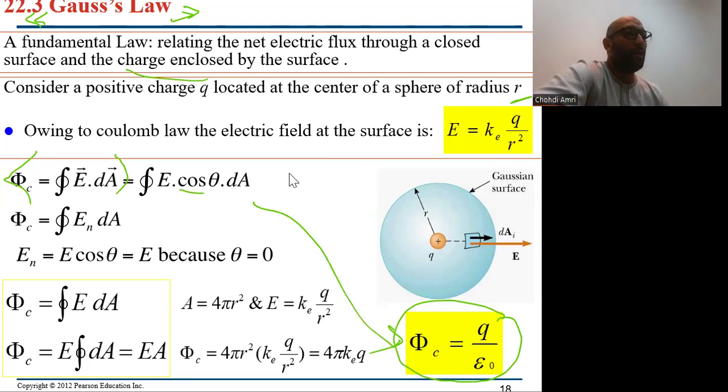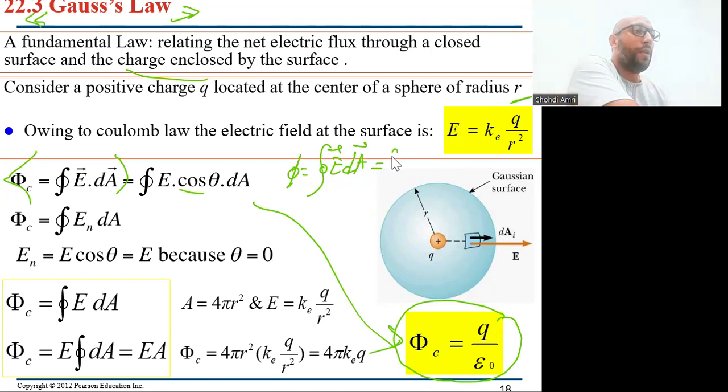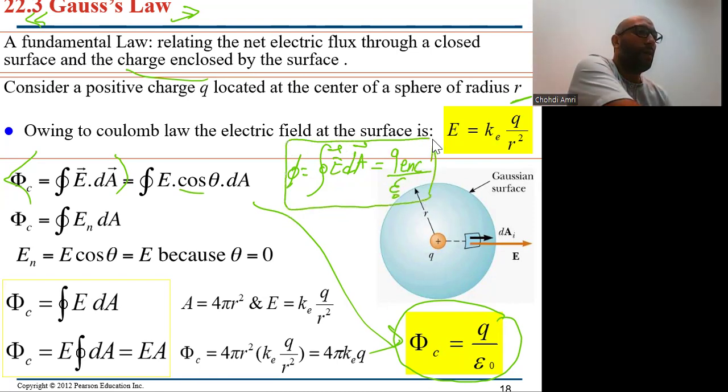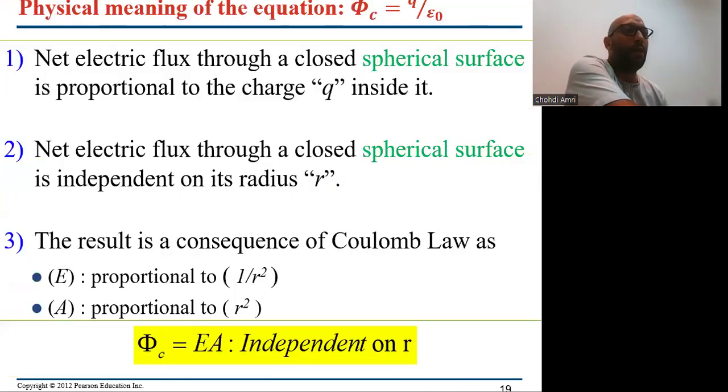So let's write here the electric flux. From one side it will be the integral of E dot dA, the dot product between the electric field and the element vector area dA, and from the other side it will be Q enclosed, or inside this closed surface, divided by epsilon naught. We call this relationship Gauss's law. Is that okay? Good. Let's continue.